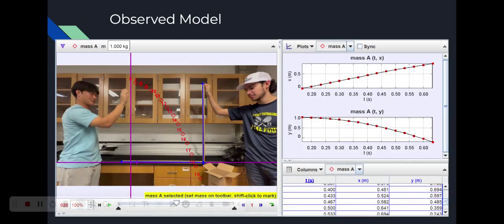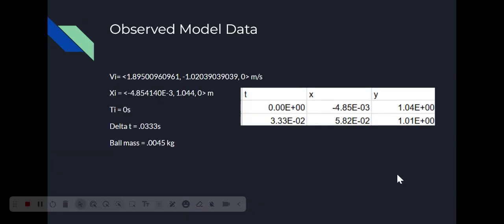So here's our observed model. As you can see, it was made with Tracker, and the ball was thrown like a basketball with 2 meter sticks to calibrate. So from the observed model, we get our initial data. The initial velocity was <1.895, -1.0020> meters per second. Our initial position was <-4.85, 1.0440> meters. The initial time was 0 seconds. The delta t was 0.0333 seconds, and the ball's mass was 0.0045 kilograms because it was just one sheet of paper.